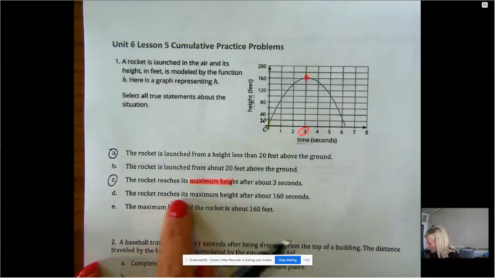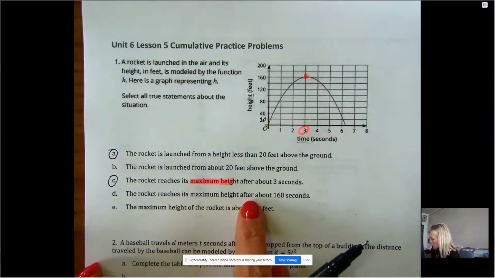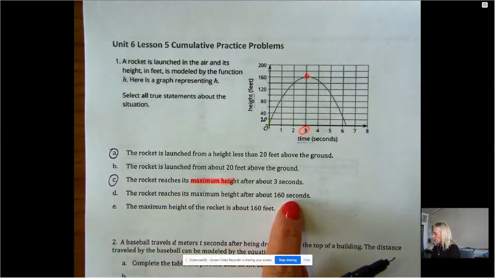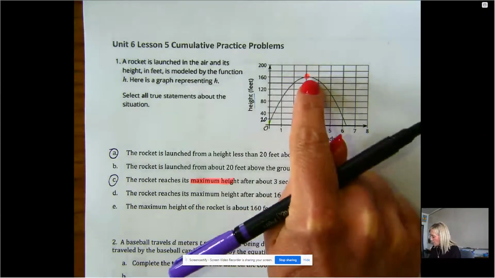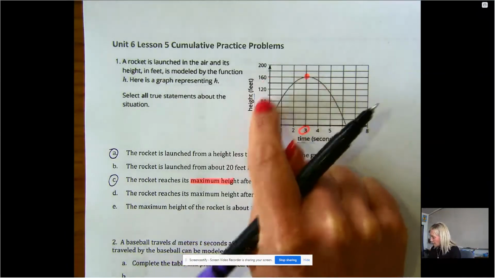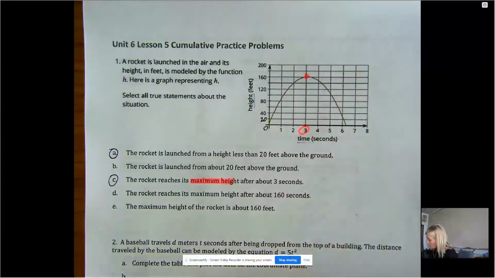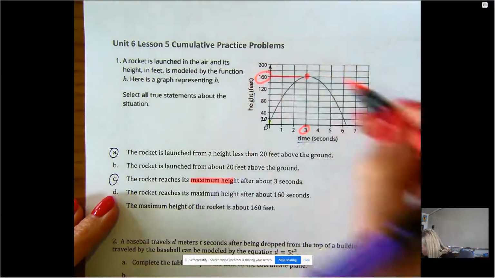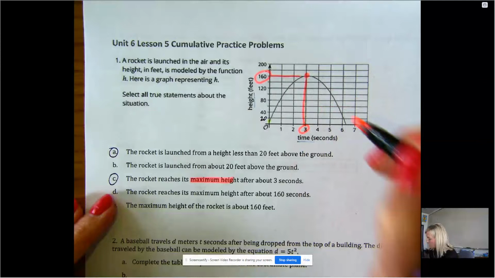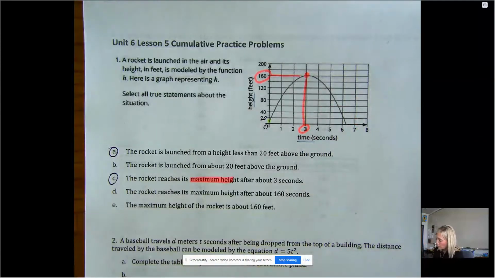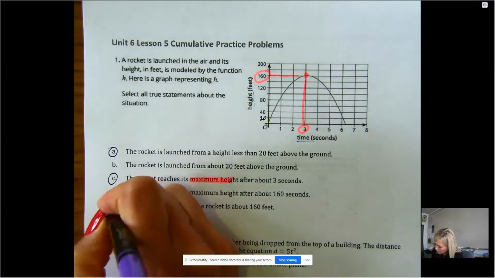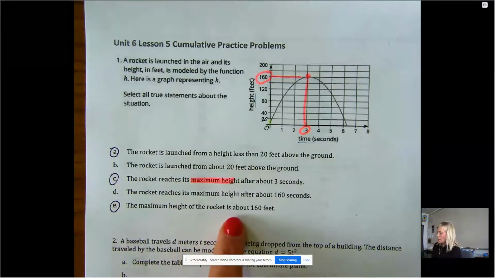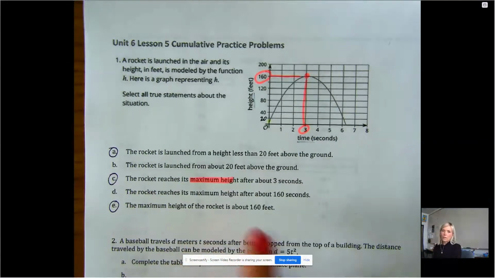And then D, the rocket reaches its maximum height after about 160 seconds. No, the 160 is actually the height in feet. So the maximum height is about 160 feet at about 3 seconds. So don't select D, but select E. The maximum height of the rocket is about 160 feet.